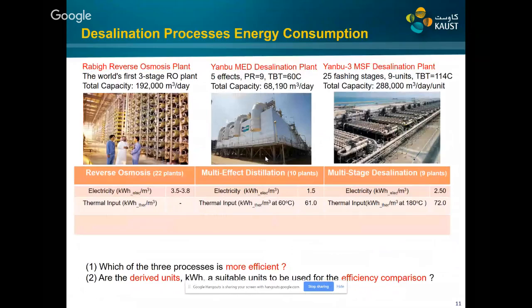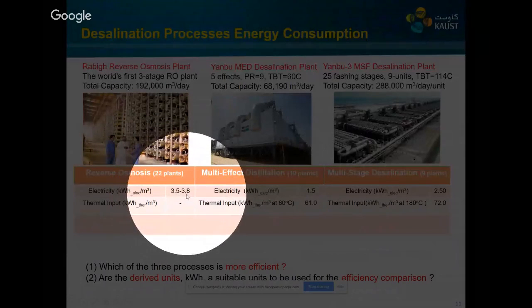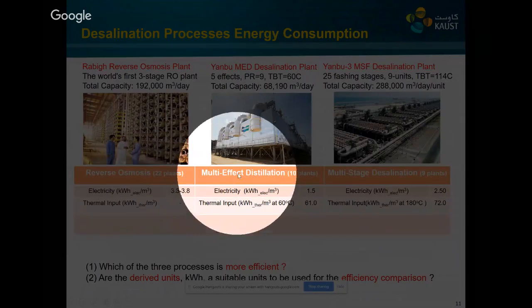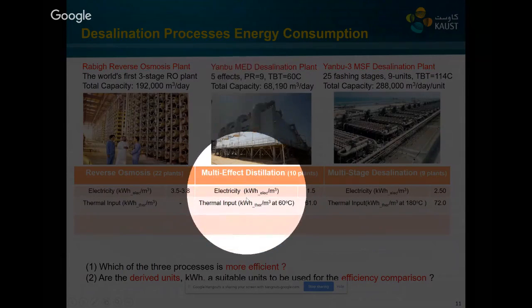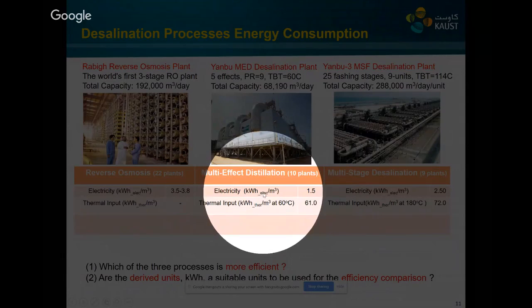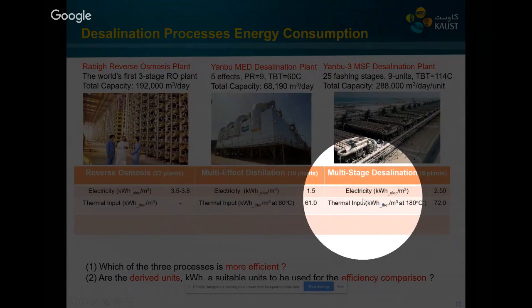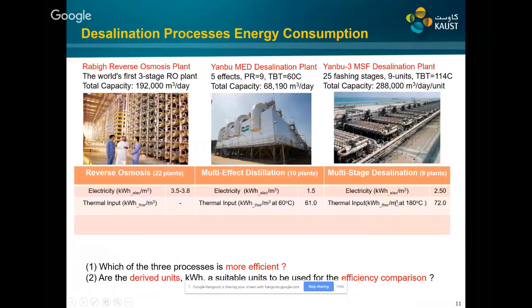If we look into the process energy consumption, we can see that typically the RO process consumes electricity of 3.5 to 3.8 kilowatt hours per cubic meter. But the thermal desalination processes consume electricity as well as thermal energy. MED consumes around 1.5 kilowatt hours of electricity per cubic meter and around 60 or 61 kilowatt hours of thermal energy per cubic meter. MSF energy consumption is a bit higher because the operation temperature is higher. So electricity is around 2.5 and the thermal is around 72 kilowatt hours per cubic meter.